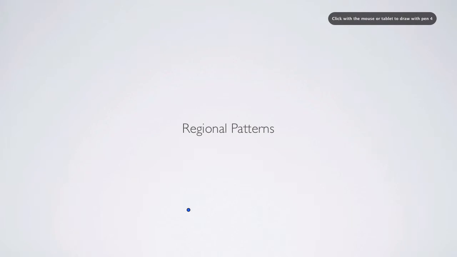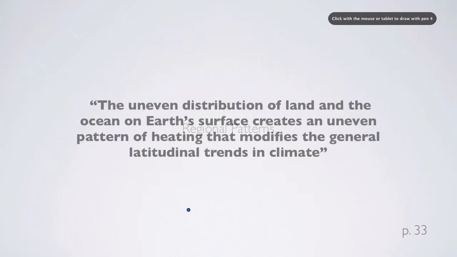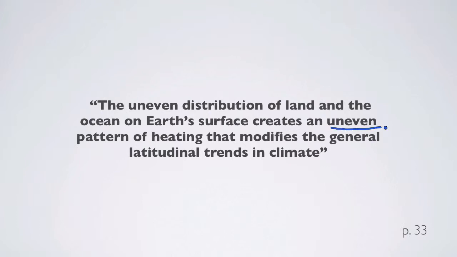In addition to these broad latitudinal patterns, there are regional patterns. So the authors state that the uneven distribution of land and the ocean on Earth's surface creates an uneven pattern of heating that modifies the general latitudinal trends in climate. What's important here is that it's relatively uneven. The patterns that we set up are general patterns, and they're modified by a whole host of other factors.